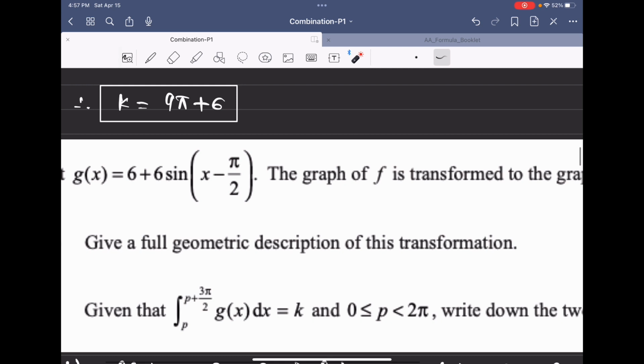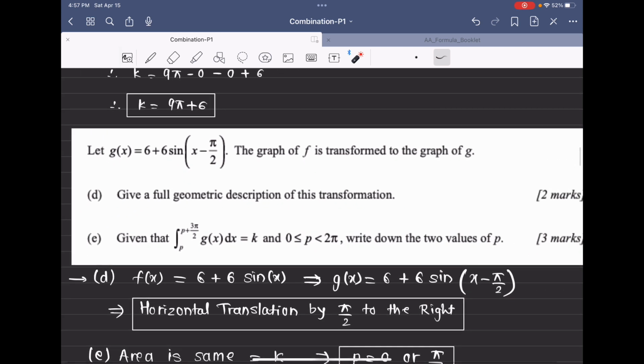As you know, in transformation, when you subtract something from x, the graph is moved right by that unit, because by default the sign for horizontal translation is minus. If it is a plus, the graph is moved left by that unit. So in this case it is minus pi by 2, so the full graph of f of x is moving right by pi by 2. That is what they want: give a full geometric description of the transformation, because other than that nothing is happening. 6 as it is, 6 sin x as it is, only the horizontal translation is happening. So horizontal translation by pi by 2 to the right, that's it.